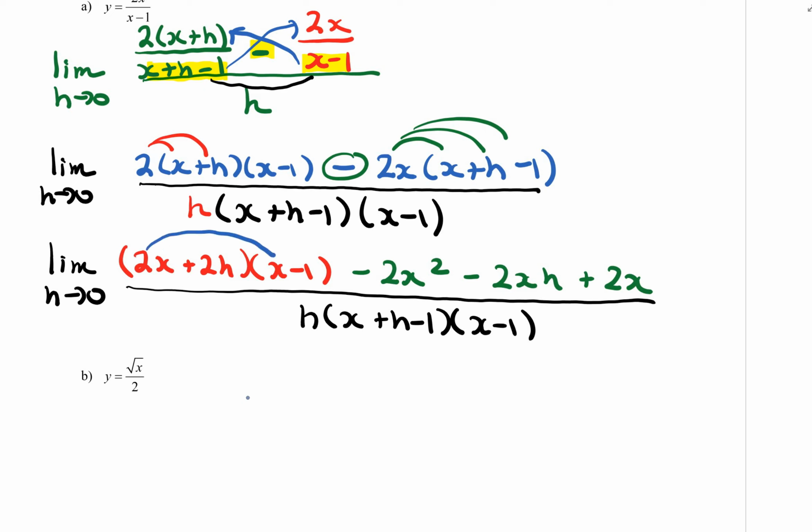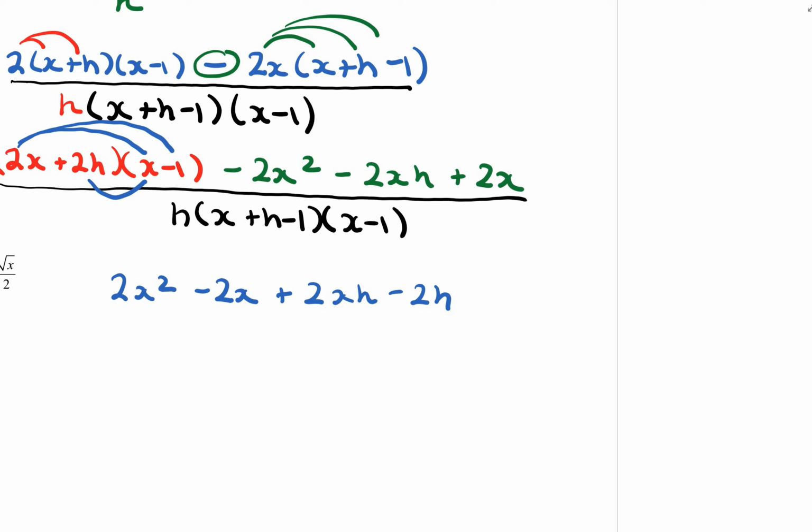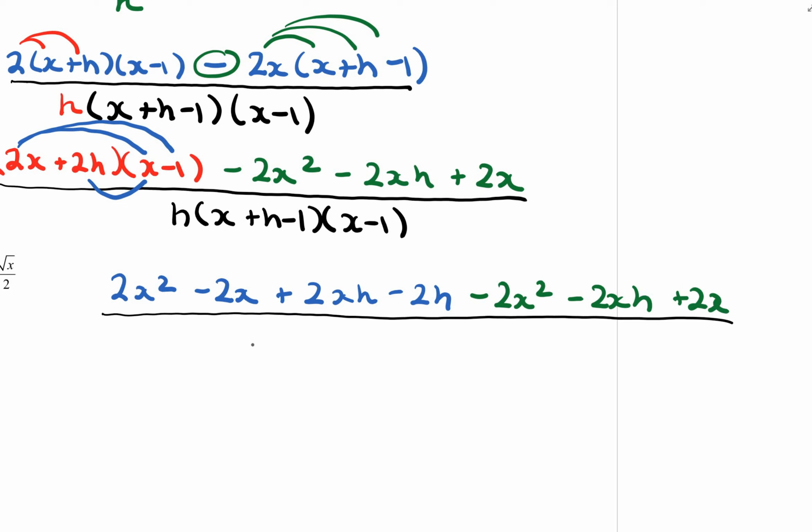So if I FOIL that, that's going to be 2x squared. And then FOIL that, that's going to be minus 2x, and then plus 2xh minus 2h. And then we copy all of this down, minus 2x squared minus 2xh plus 2x, all over h bracket x plus h minus 1. So yeah, quite a bit of algebra steps when you're doing the definition of the derivative.